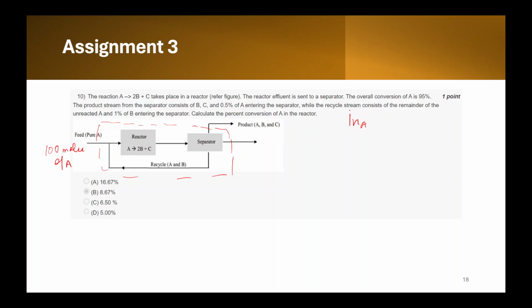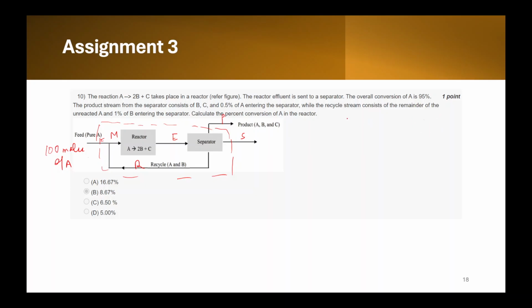Firstly you define the unknown streams. So this is your product, this is your separated stream, this is your recycled stream, this is your reactor effluent, and this is your mixed feed, because whatever is being recycled is added to the fresh feed. You can term it as F. So F plus R gives you M. Okay. So the moles of A in P you don't know right now, but you know the moles of A in F.